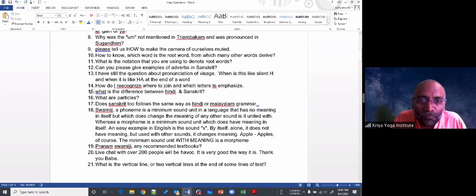So we have covered what is the difference between Hindi and Sanskrit. They are two different languages. They just happen to share the same script, Devanagari, but they are two different languages. Hindi is derived from Sanskrit, so a lot of words may be common, but otherwise they are two different languages. Now we are already at the end of our time. I would take these questions probably in the next class.